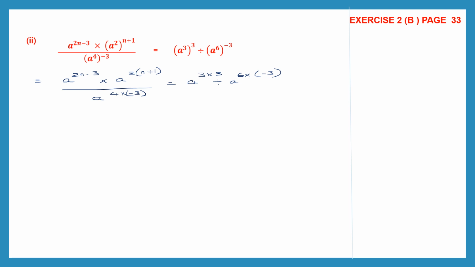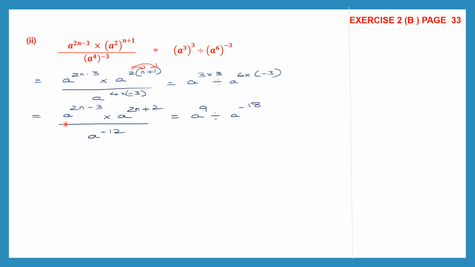Let's simplify this further. So this is a raised to the power of 2n minus 3 as it is into a raised to the power of, now let's multiply. So here when you multiply, first you do 2 into n. So 2 into n is 2n and then you multiply 2 into 1. 2 ones are 2. So that is plus 2. Now divided by a raised to the power of 4 into minus 3 is minus 12. This is equal to a raised to the power of 3 3's are 9 divided by a raised to the power of 6 into minus 3, minus 18.